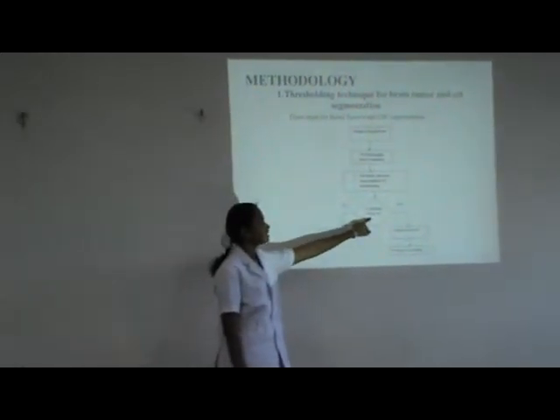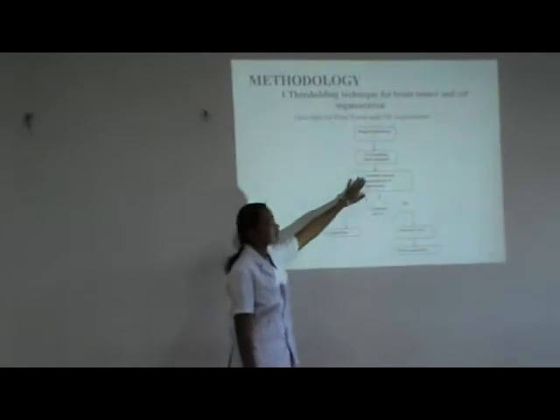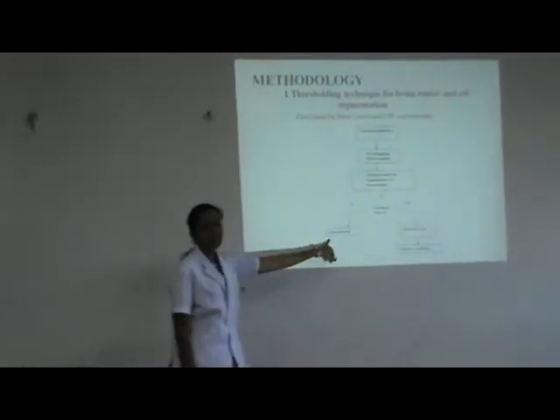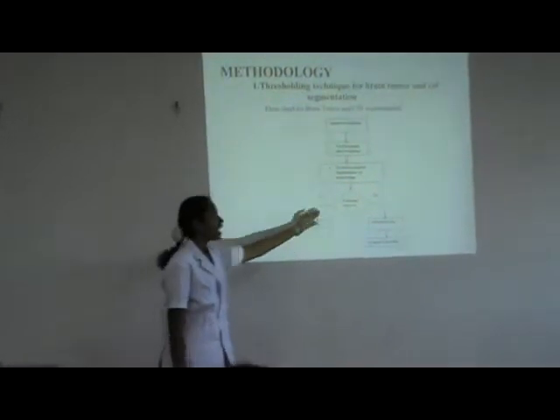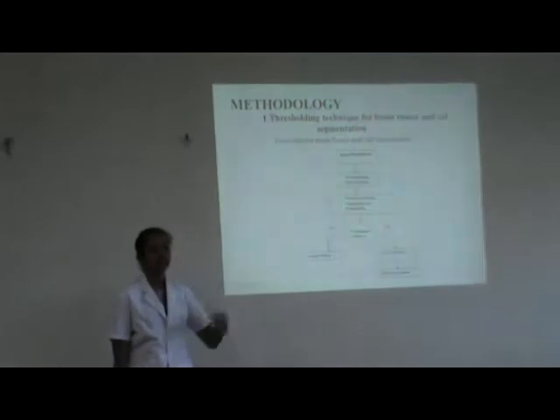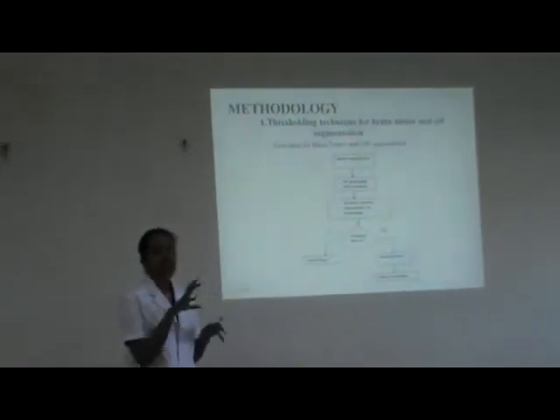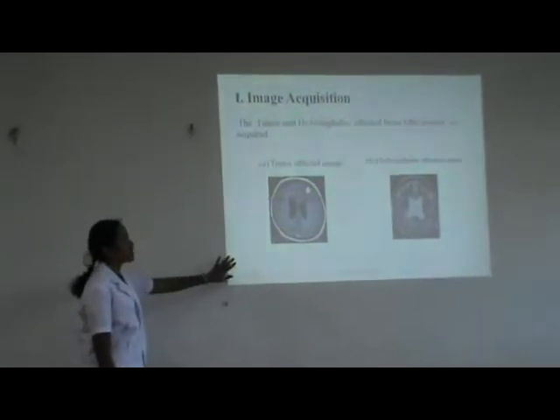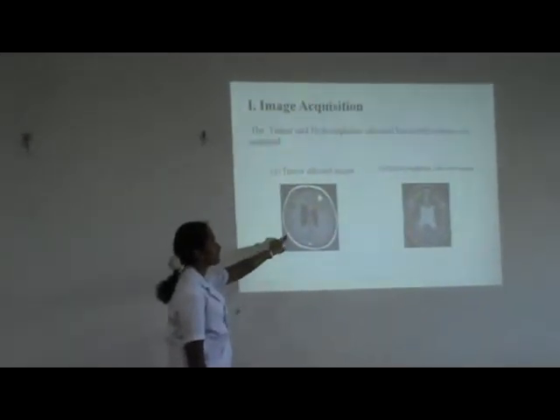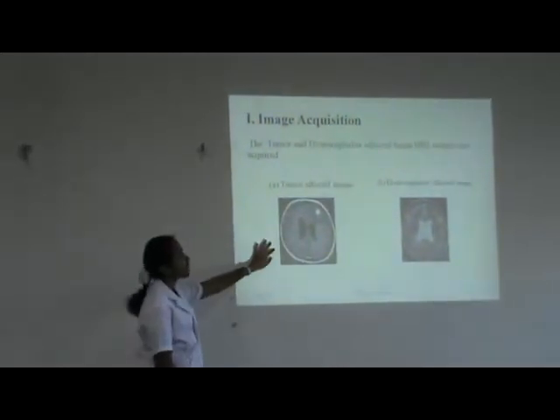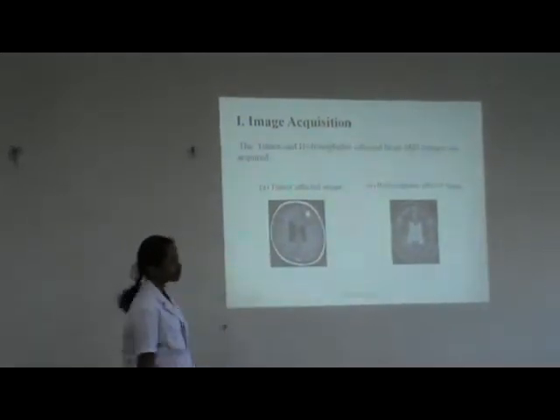After that is intensity calculation. After this threshold selection, if the value comes as 0, we declare it a normal brain, and if it is greater than 0, we declare it an abnormal brain. After that, we will calculate how much area is affected by the tumor. And this is the image acquisition. This is a tumor affected image, and this is a hydrocephalus affected brain. We are taking these from the MRI scan.